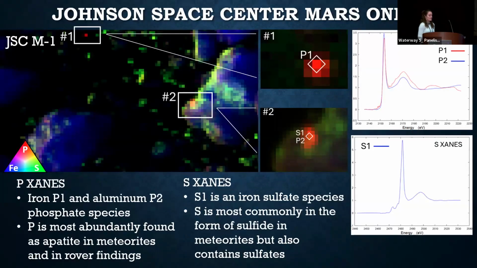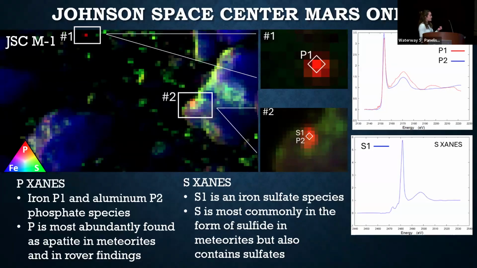Now we can look at the Martian regolith simulants. The first one we looked at was the Johnson Space Center Mars-1. The colors correlate again to the same section. For the phosphorus species, we found an aluminum phosphate and an iron phosphate. P is actually more abundantly found as apatite in these Martian meteorites that we've looked at, and also in what we've seen through rover findings.